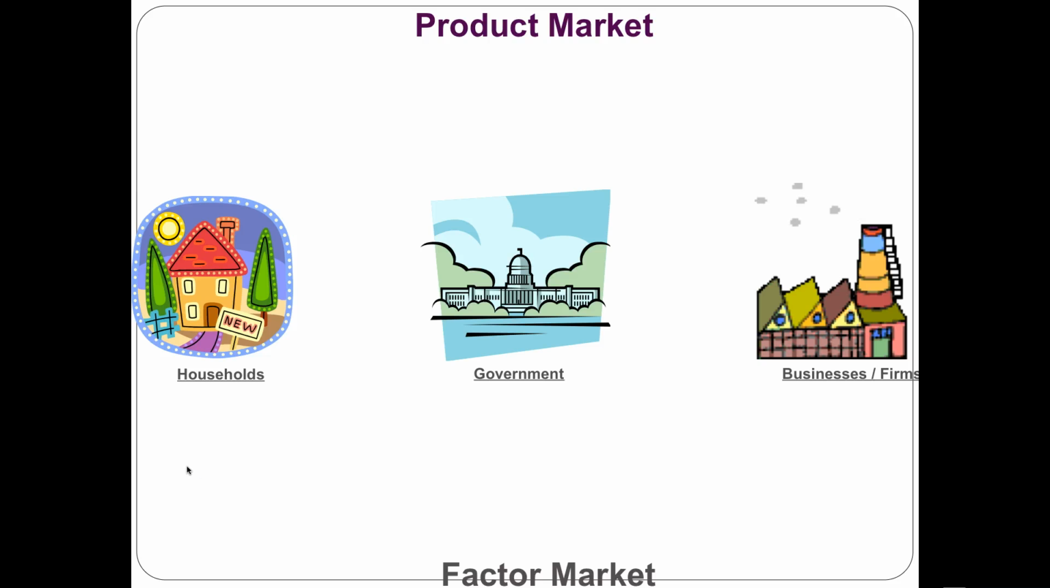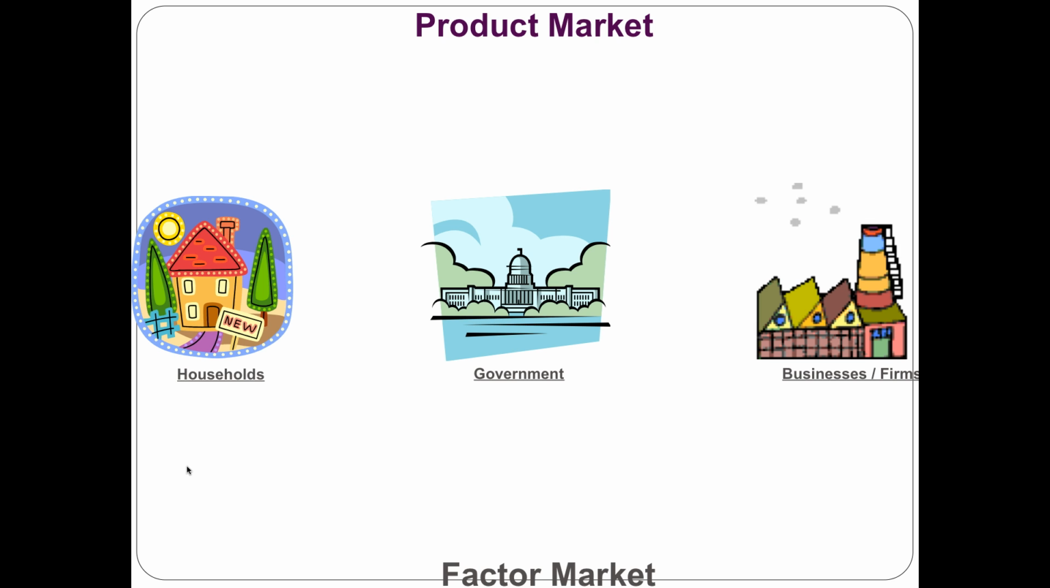So here's what our circular flow model looks like. We've got our product market, we've got our factor market, and we've got our three entities that are interacting in these two markets: households, governments, and businesses and firms. On the inside, in yellow letters, you're going to see the product market, and money flows are included in that market. On the outside, you're going to see black letters, and those flows are included in the factor market. So yellow is the product market, black is the factor market.